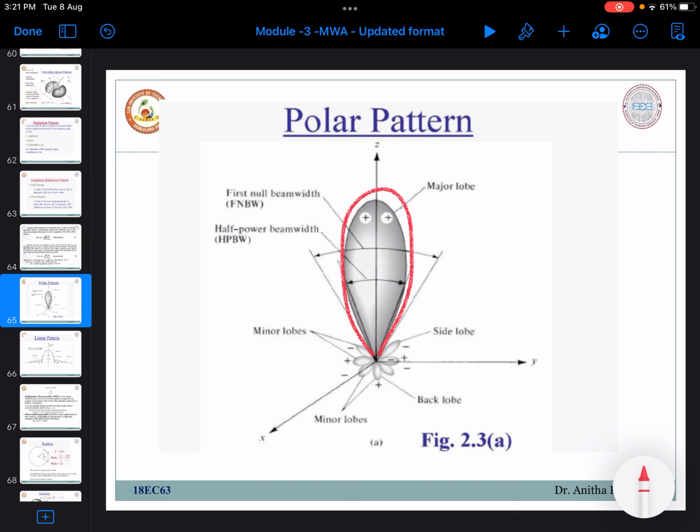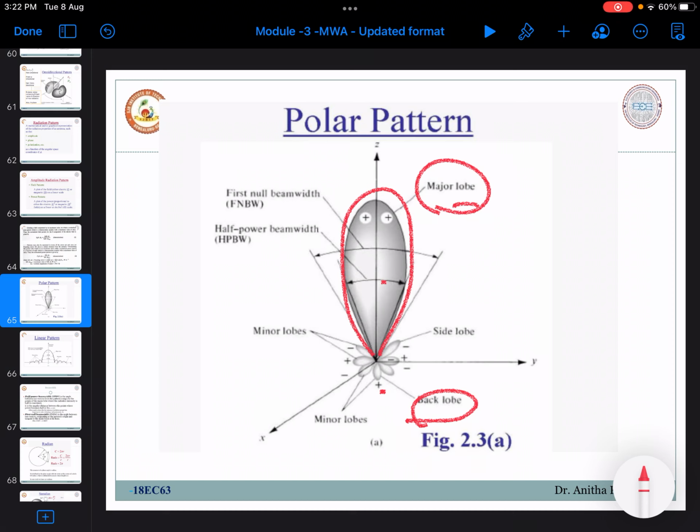So there comes the picture of lobes. Here all these are the side lobes, and the lobe exactly perpendicular to the major lobe is the back lobe. The lobes adjacent to the major lobe are side lobes, whereas all the other lobes are called minor lobes.